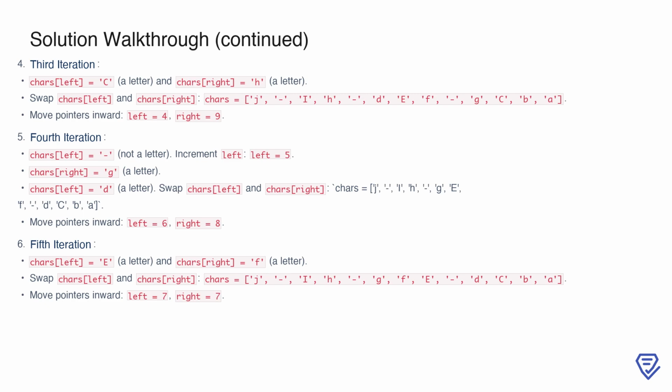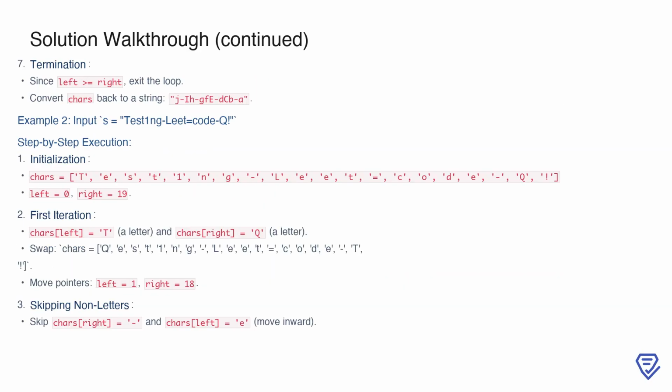At this point, the left and right pointers meet at the same position, indicating that all letters have been reversed properly. When the left pointer becomes greater than or equal to the right pointer, we exit the loop. This means all swaps are complete, and the string is fully processed. We then convert the character list back to a string, which gives us the final result. For example, the input string ABCDFGHIJ is transformed into JIHGFEDCBA.